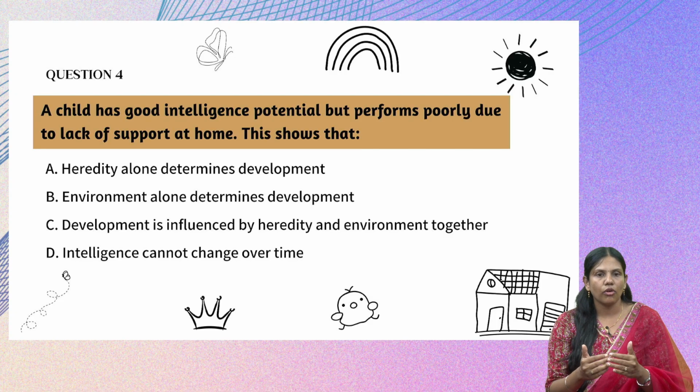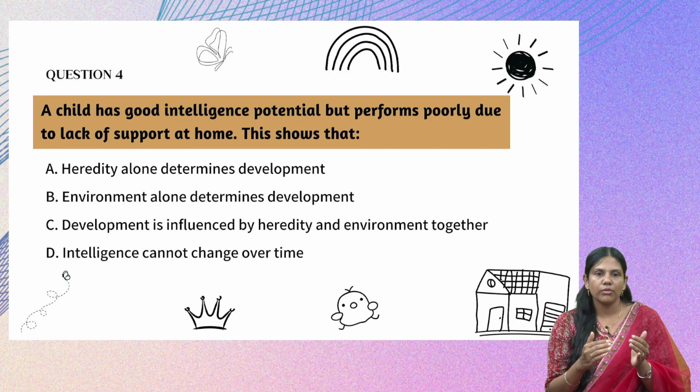Now we will see what are the options given. Heredity alone determines the development. Environment alone determines the development. Development is influenced by heredity and environment together. Intelligence cannot change over time. So, if heredity alone will determine the development, the child's IQ is already high, so the performance also should be high, but it is given the performance is poor. So, that means that is not the correct answer.